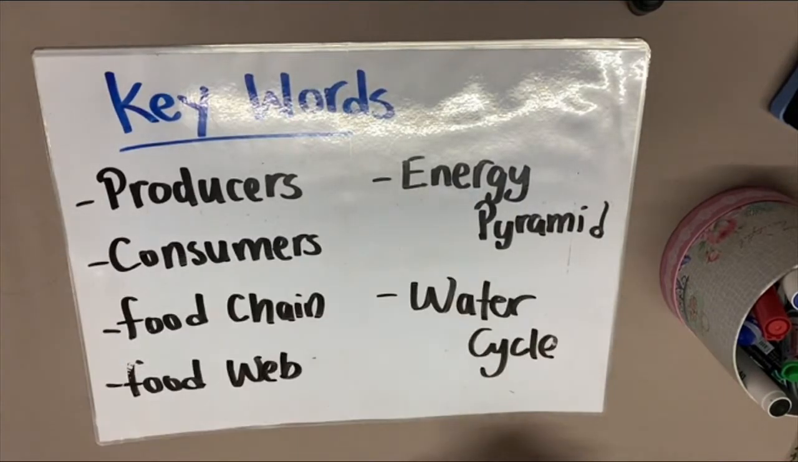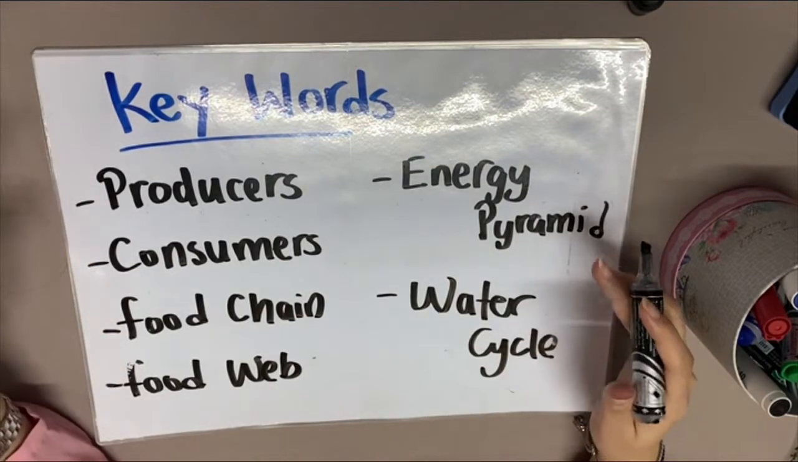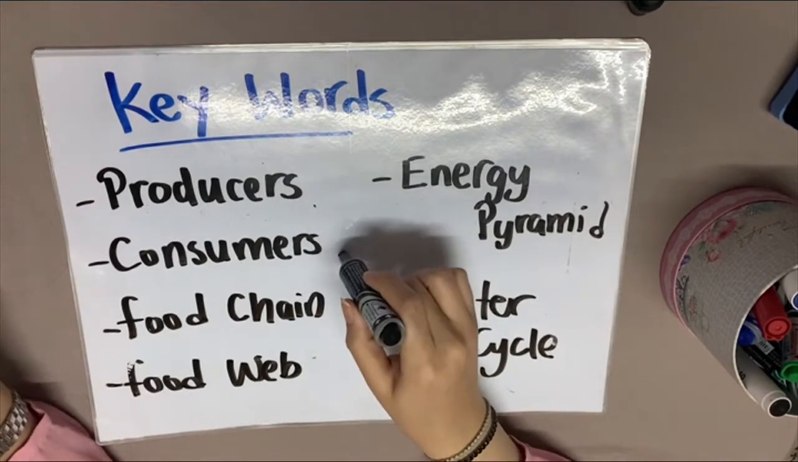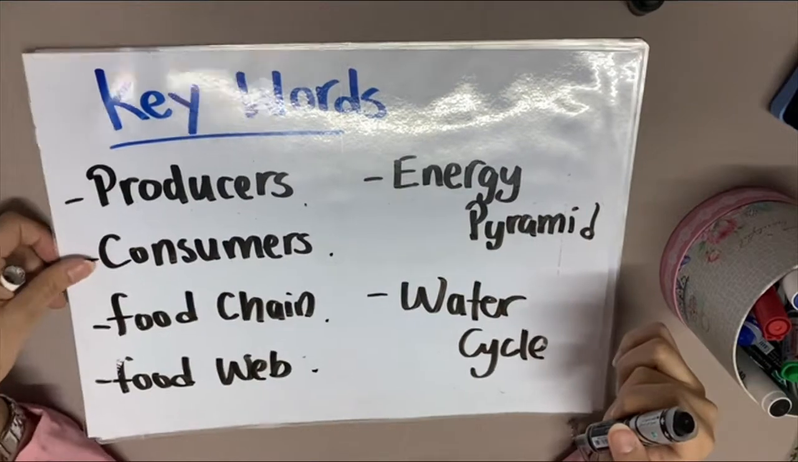When it comes to the keywords that you're going to hear a lot and we're going to discuss in our lesson for the week, we have producers, consumers, food chain and food web, energy pyramid, and the water cycle.